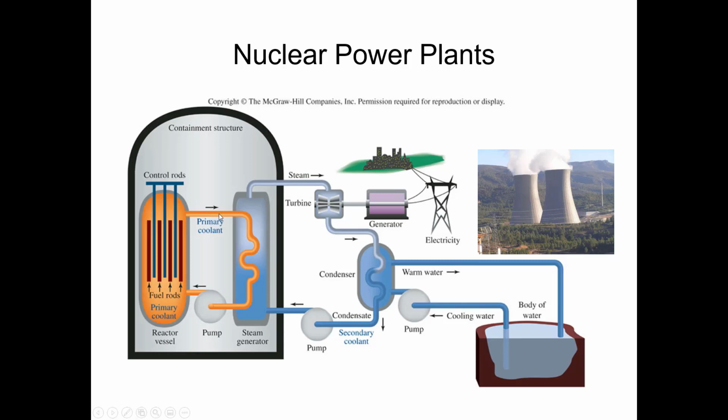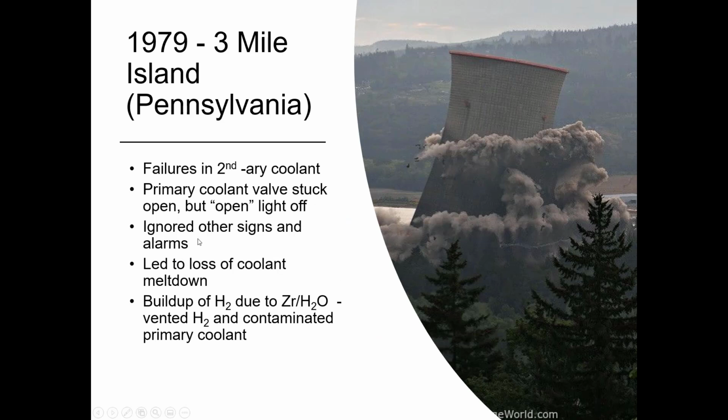So what the operators decided would be a good idea was to lift these control rods out further and further to make more fission happen. And so they were heating up these fuel rods a whole lot more, and they were gradually boiling off the primary coolant in hopes of generating more electricity without realizing that there was this valve over here that was stuck open. And so along the way, they also ignored other signs and alarms.